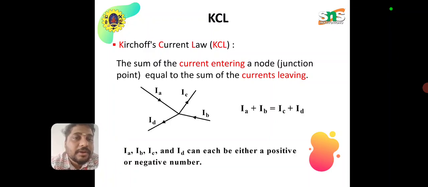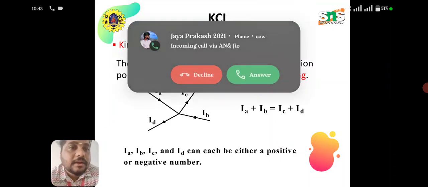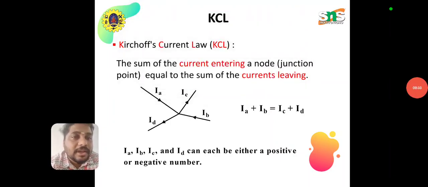For example, this circuit shows that we have four current directions, that is IA, IB, IC, and ID. So at the center point, IA and IB are incoming currents. Likewise, IC and ID are outgoing currents. IA, IB, IC, and ID can each be either a positive or negative number.